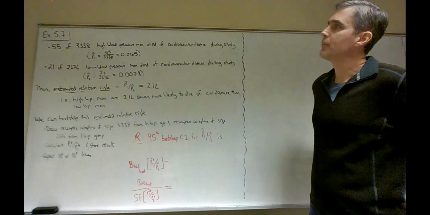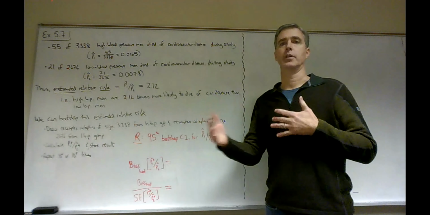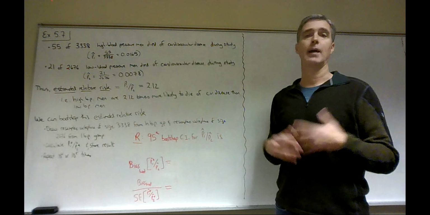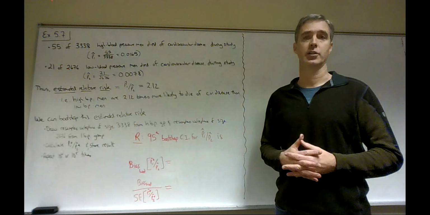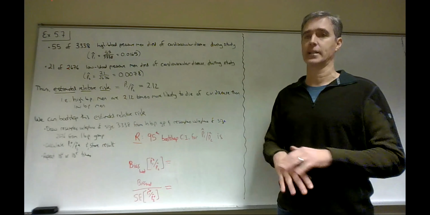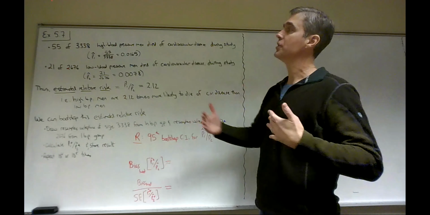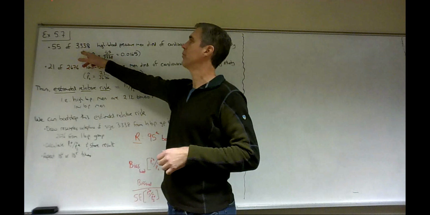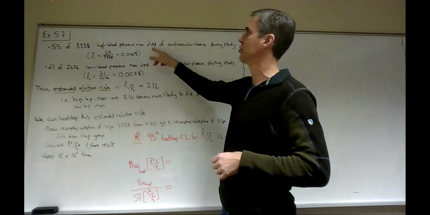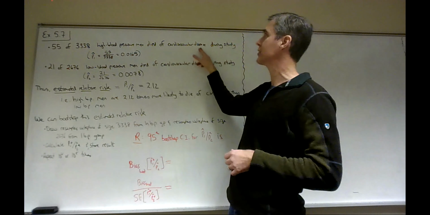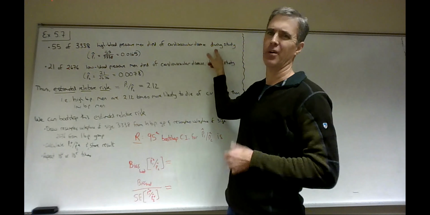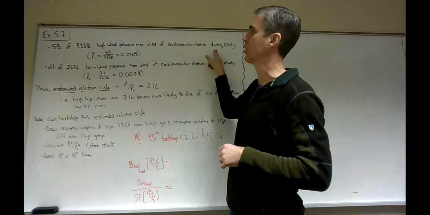All right, so in example 5.7, we're running a longitudinal study over time about high blood pressure versus low blood pressure in men. Okay, so I don't know how long the study lasts, but it may last for 10 years. And at the end of the 10 years, they found that 55 of the 3,338 high blood pressure men died of cardiovascular disease during the study. Probably less than 10 years, maybe a year, who knows, probably more.